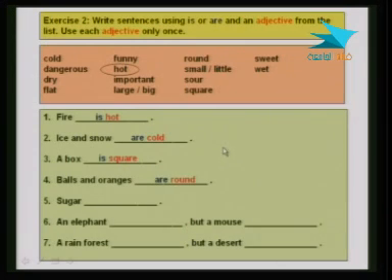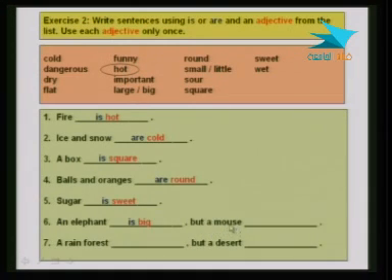Balls and oranges are round. Sugar is sweet. An elephant is big. Of course, if you look at the adjectives here, the only adjective that we can use with sentence number 6 is the adjective big, the word big. And if you look at this word here, that is elephant. An elephant is big.